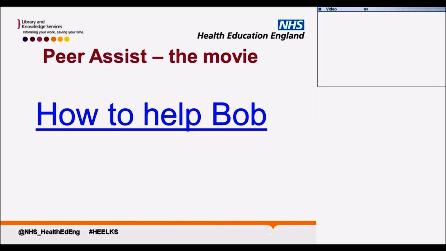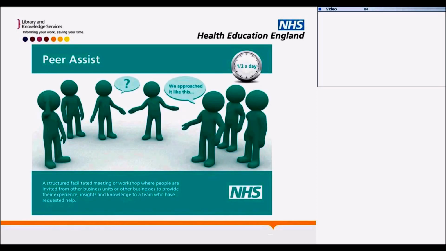So that slide is an animated movie called How to Help Bob, which explains a person who has a problem or is starting a project and they wish to set up a Peer Assist, and that movie does go through the practicalities of doing a Peer Assist and running a session. However, we do have lots of other material from the Knowledge for Healthcare blog to help you to get the idea of what a Peer Assist would be, and also how to run one within your own service.